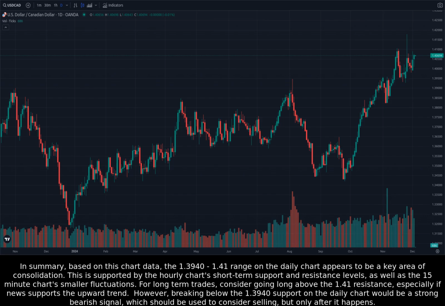For long-term trades, consider going long above the 1.41 resistance, especially if news supports the upward trend. However, breaking below the 1.3940 support on the daily chart would be a strong bearish signal, which should be used to consider selling, but only after it happens.